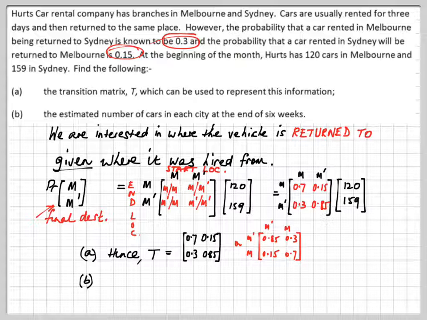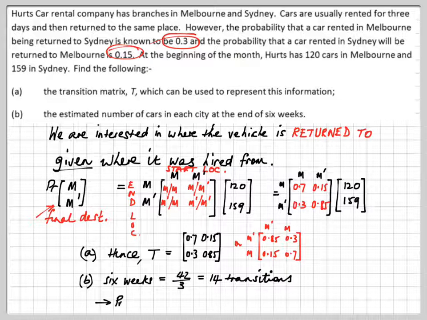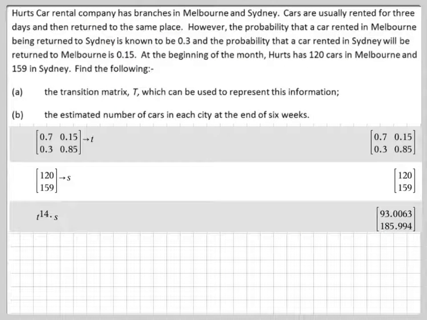Now part B: the estimated number of cars in each city at the end of 6 weeks. Okay, 6 weeks means, did you remember in the question they said they hired them for 3 days? Well, 6 sevens are 42 days divided by 3 day stints is 14 transitions. So we've got to work out the situation after 14 transitions. Therefore, the probability of Melbourne or not Melbourne after 14 transitions is T to the 14 times the initial state matrix.